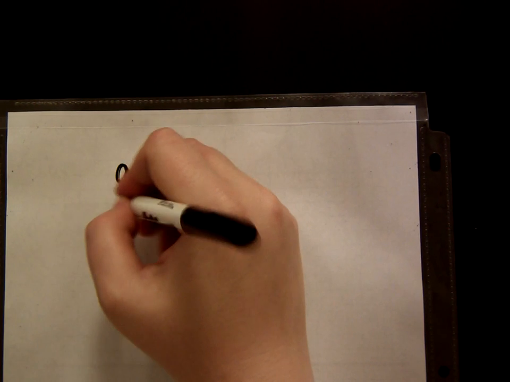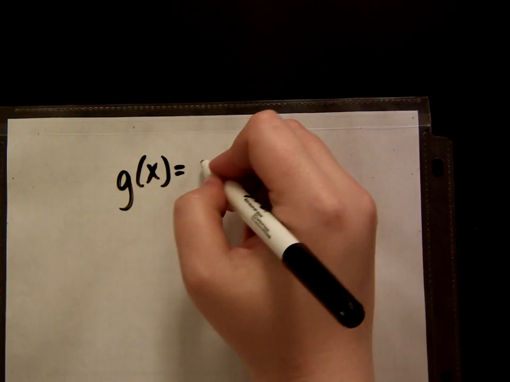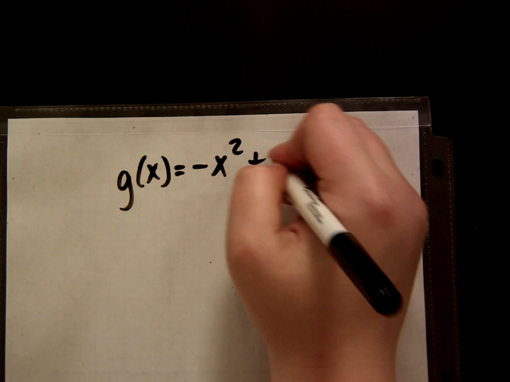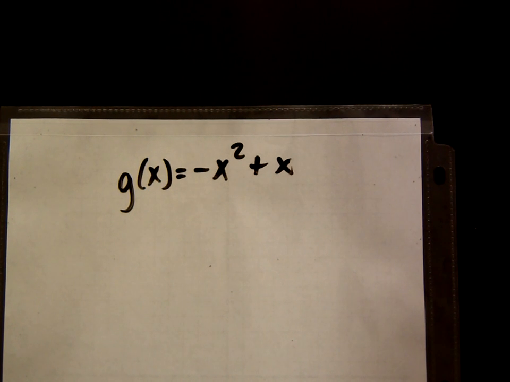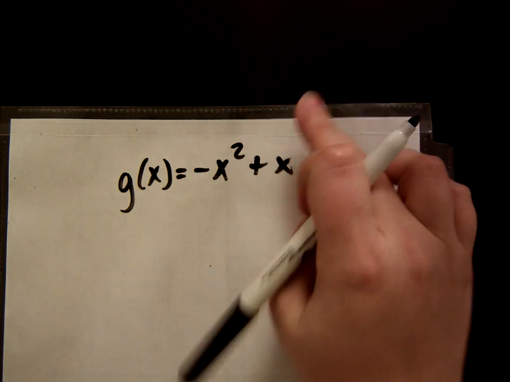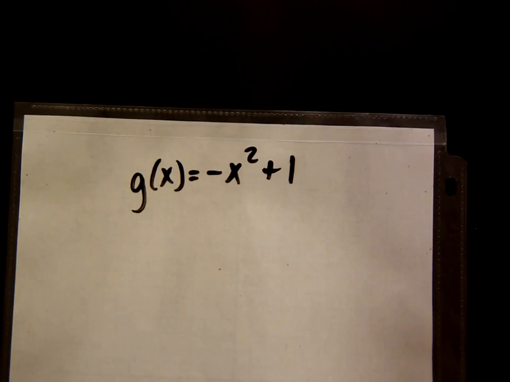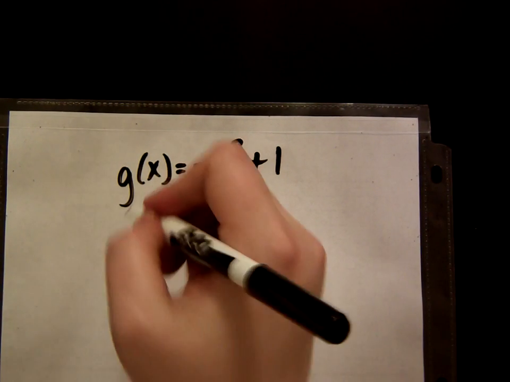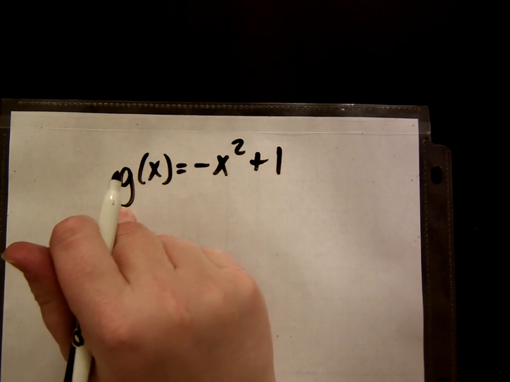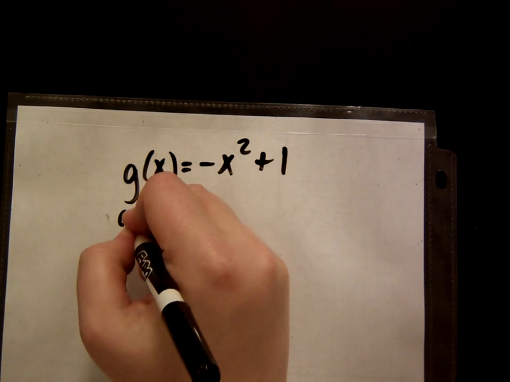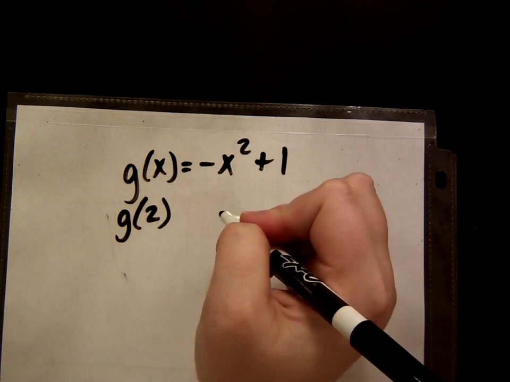Alright, so let's take another example. Let's say we have g of x equals negative x squared plus x. Okay. And I want to find, actually let's change it to plus 1, make it a little bit easier on us. If I wanted to find g of x, where x is 2, actually let's make it negative 2.